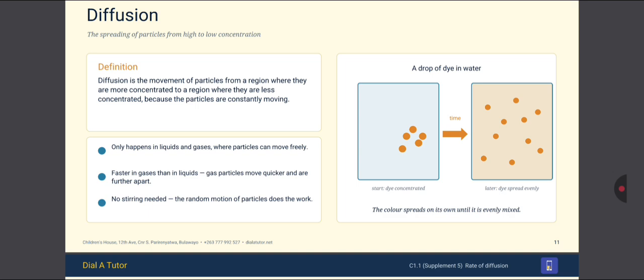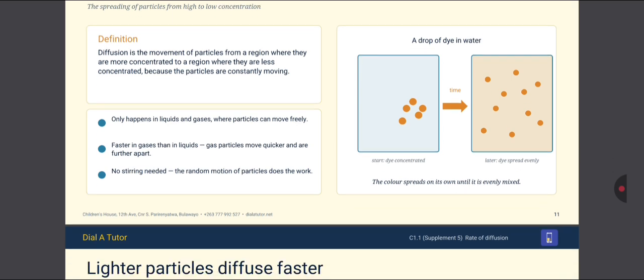Now, let's have a look at the right dialog box. A drop of dye in water. Now, you can see a drop of dye in water. So you will see that at the start, dye is concentrated, but over time, the dye spreads evenly without stirring. The color spreads on its own until it is evenly mixed.